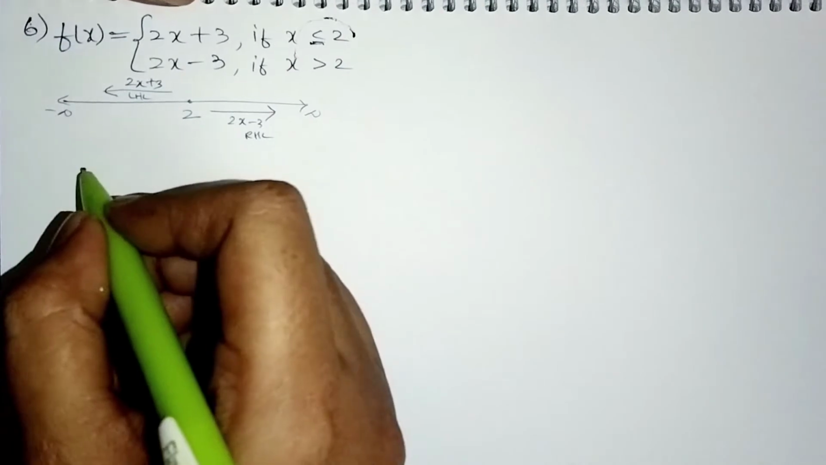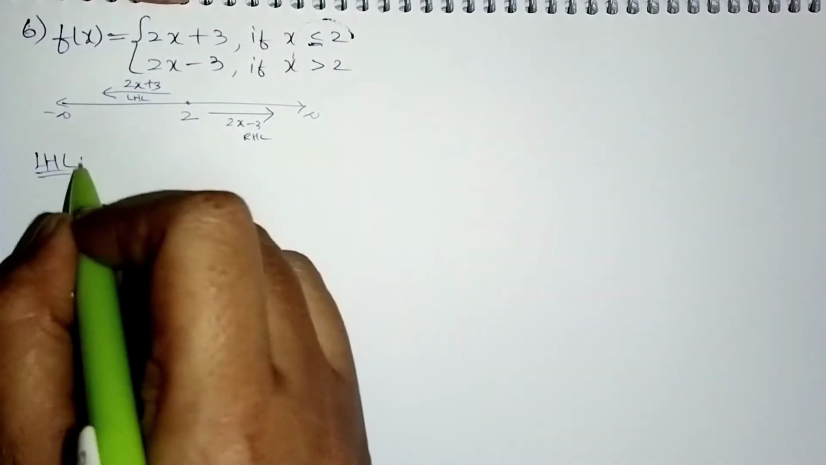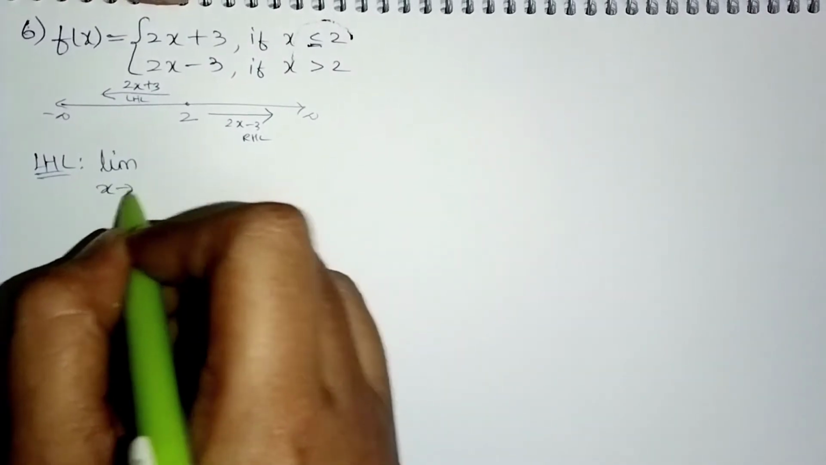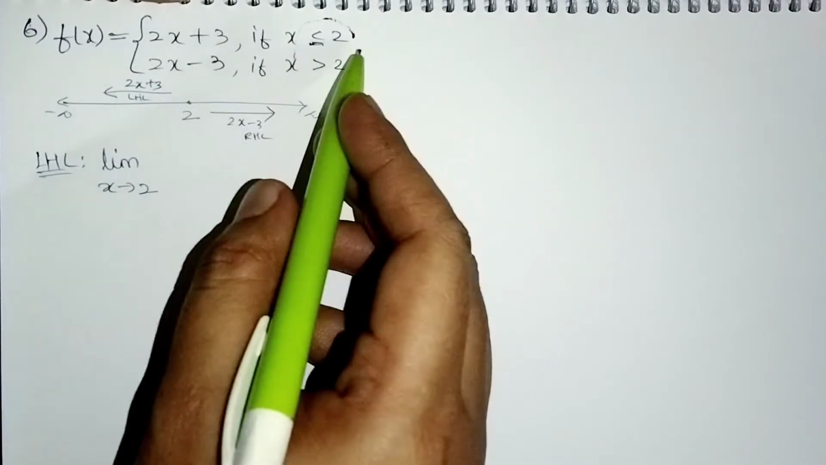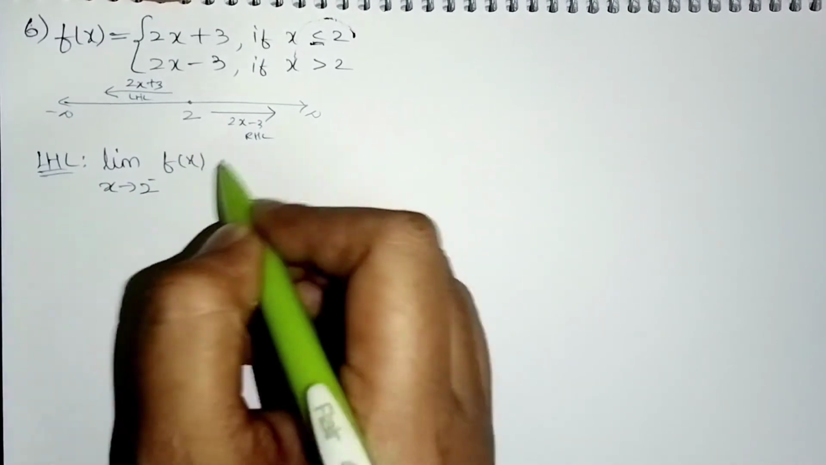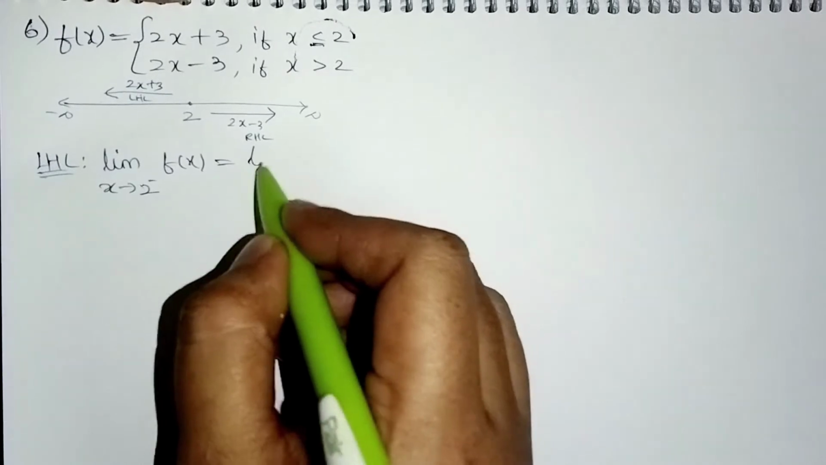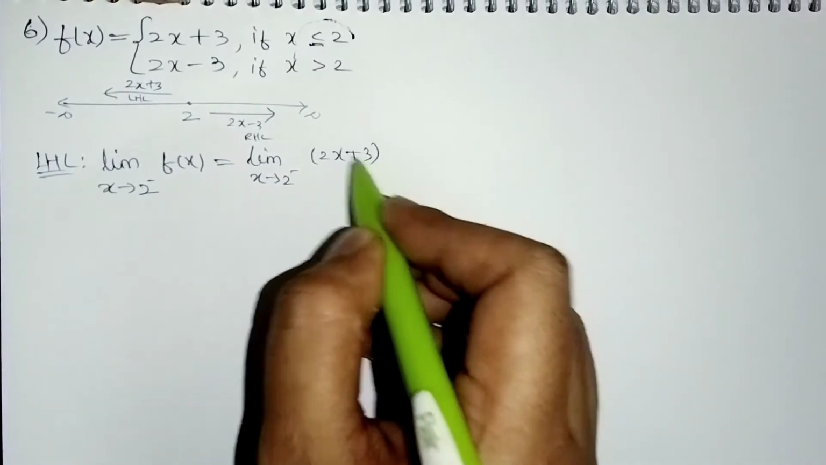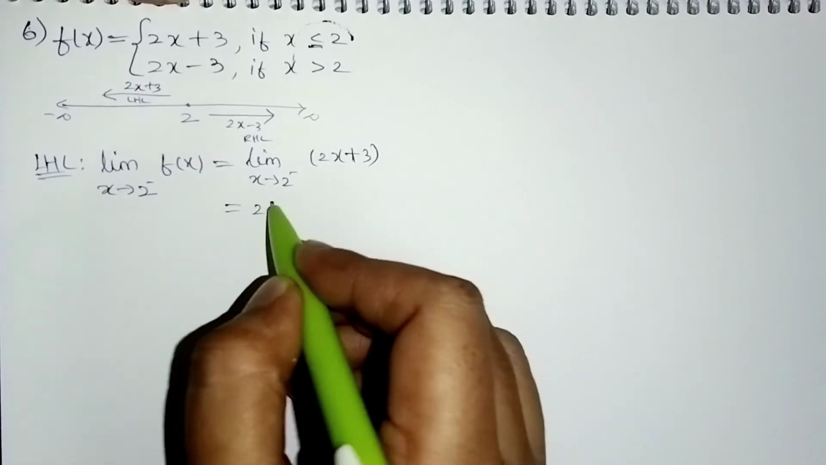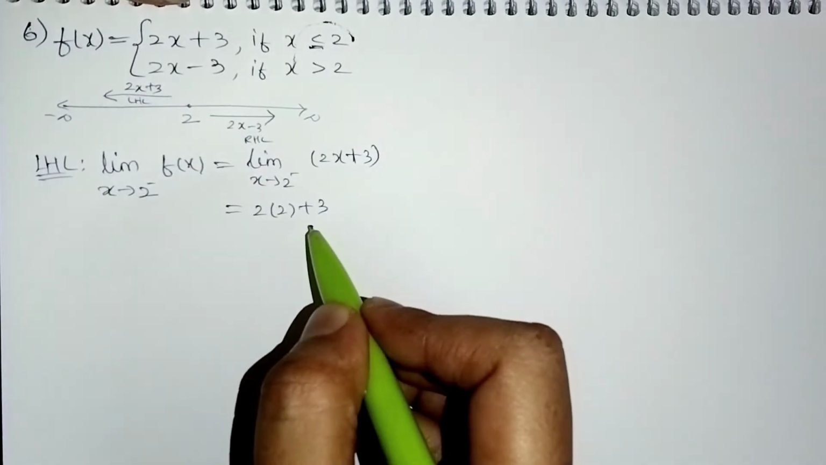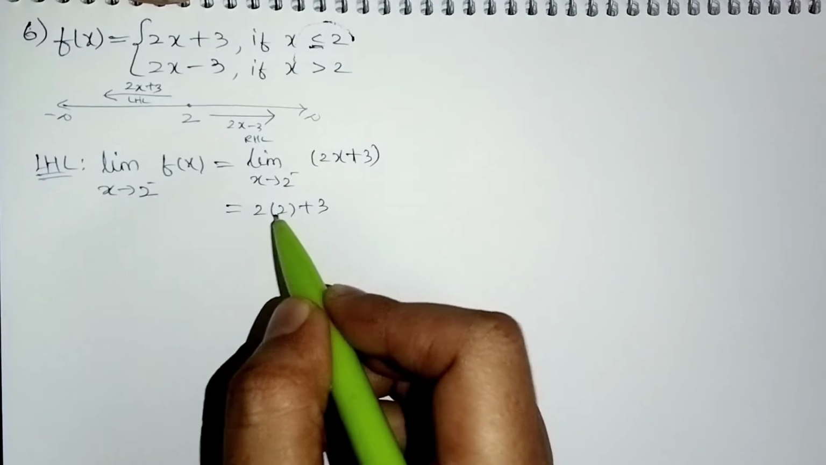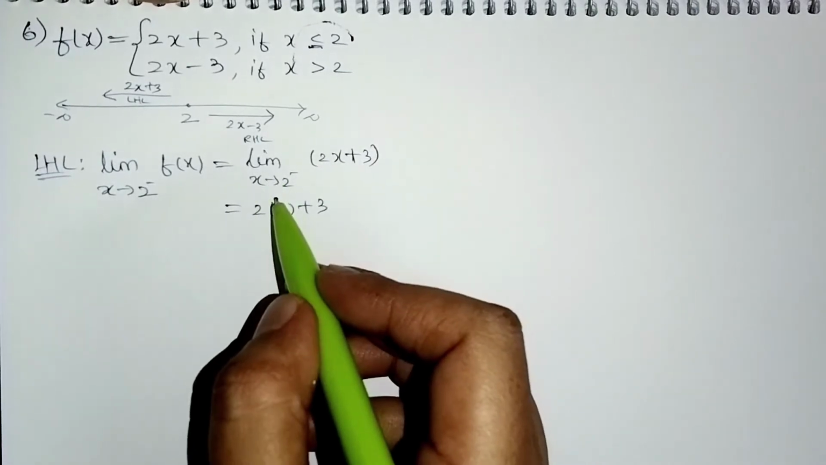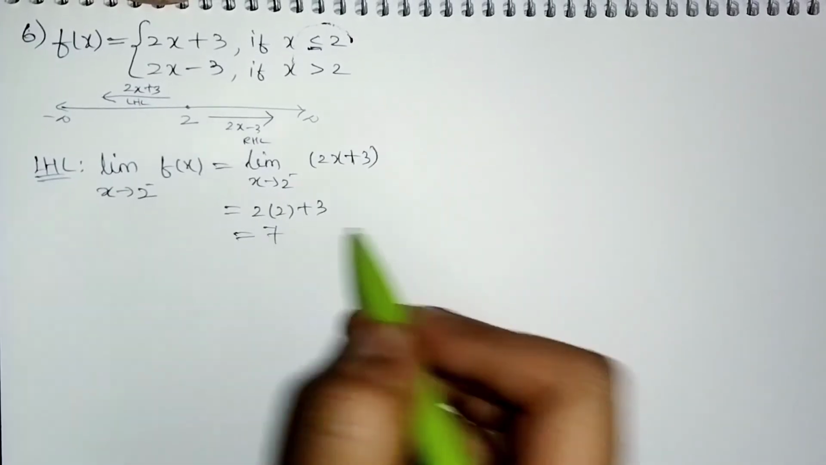Okay, let us do the LHL. LHL is limit x tends to 2, the number is 2 here, be careful with that also, f of x, and the function is 2x plus 3. So limit x tends to 2 power minus, the function is 2x plus 3. When we substitute x as 2, so 2 into 2 plus 3. Whenever you are substituting the value, you should not write the limit. Till you substitute, you should mention limit. Okay. 2 2s are 4 plus 3, 7.